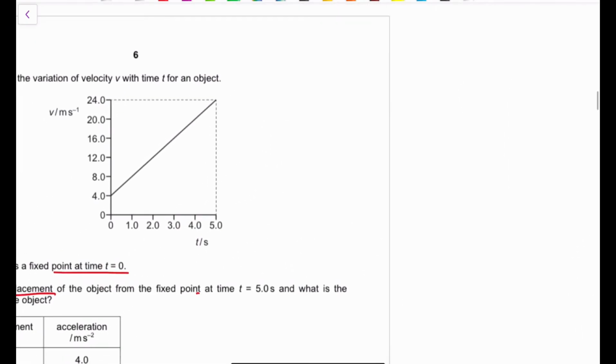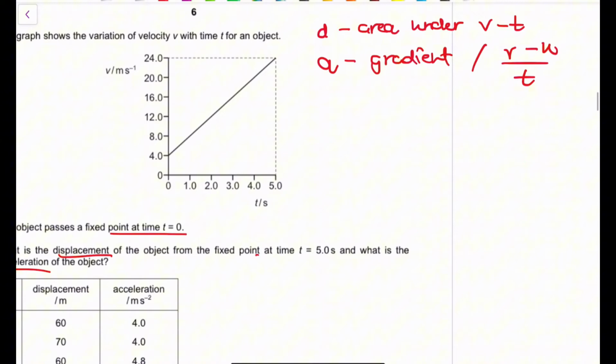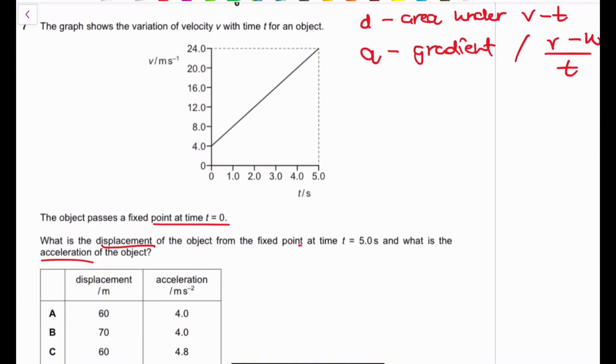What do we know? We know that the displacement is going to be the area under a velocity time graph. And we know that the acceleration is going to be the gradient of that graph, or we can just calculate it as V minus U divided by t. So what is the area underneath this graph? This is your whole area.